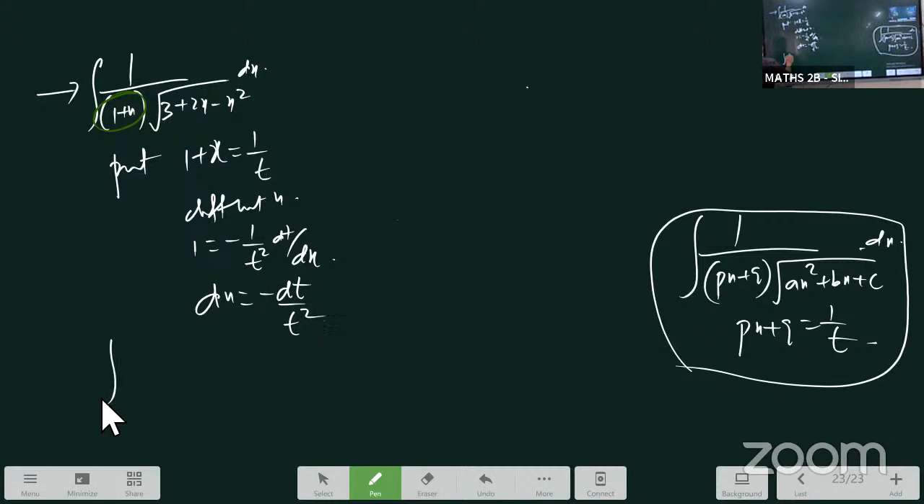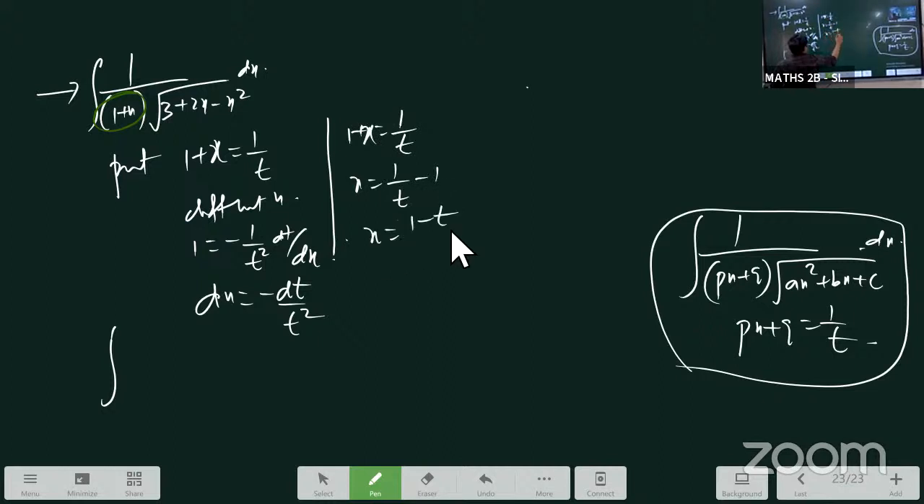Now integration of, replace everything. Here 1 plus x is 1 by t. Then x equal to 1 by t minus 1, and x equal to 1 minus t by t. So x in terms of t I want. So that is x equal to (1 minus t) by t.